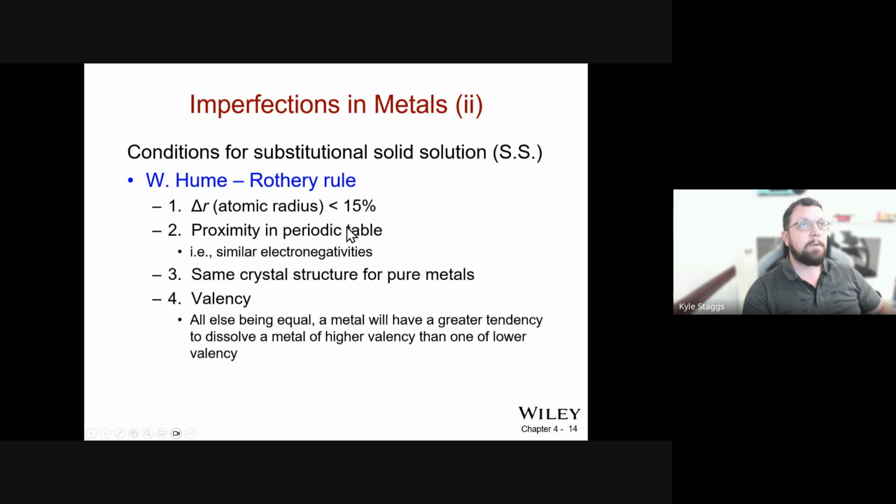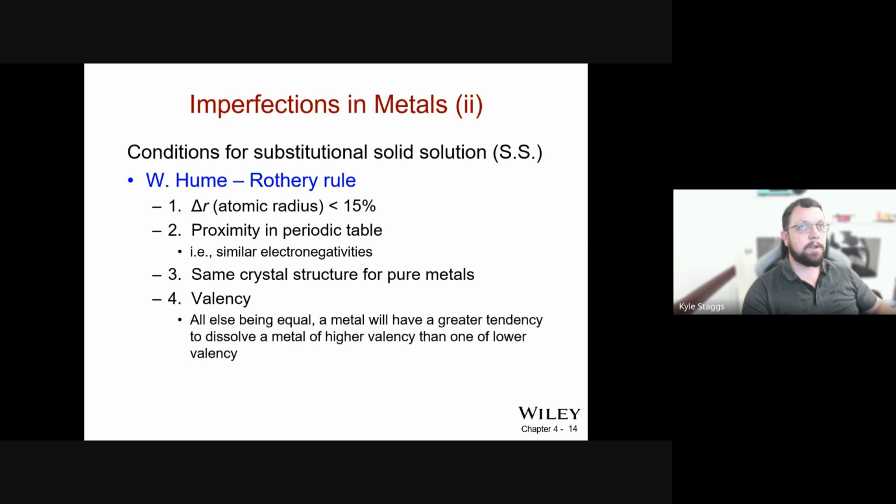The proximity in the periodic table, they need to have similar electronegativities. So these are things that you're going to see in the periodic table when you go to take a look at those, especially when you're trying to reference them for a test to make sure, does this make sense?